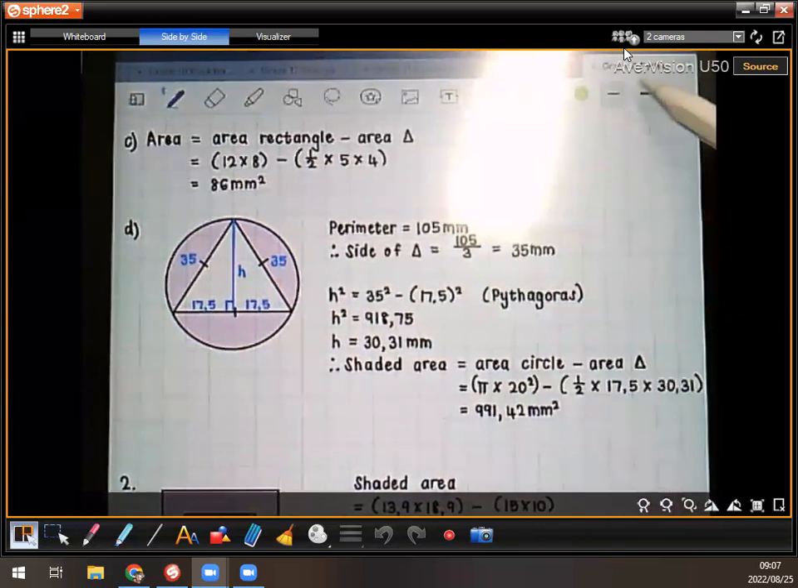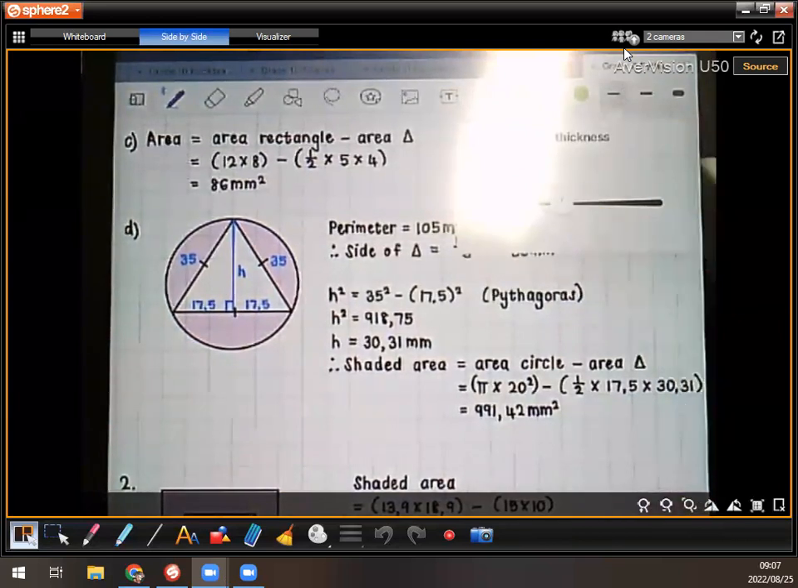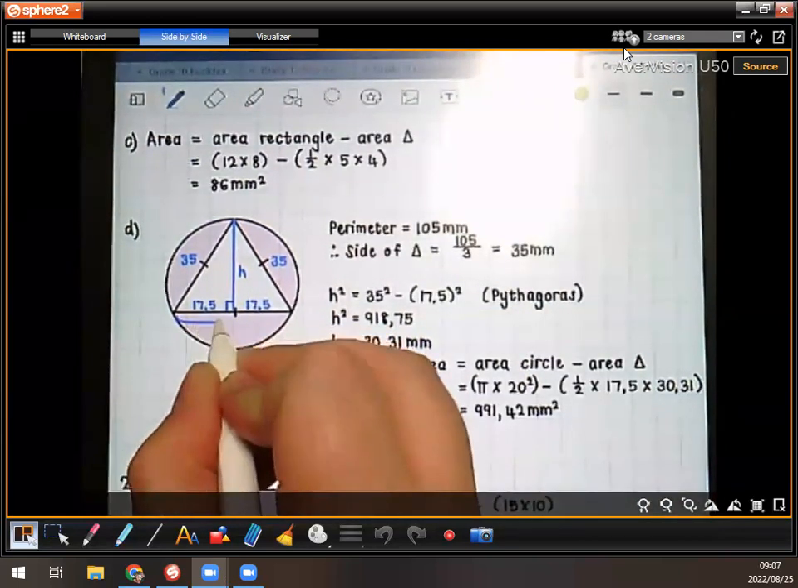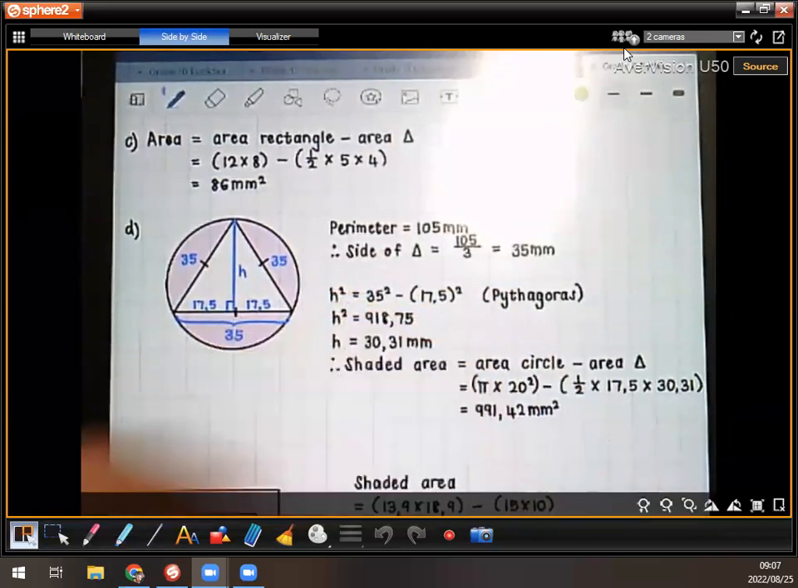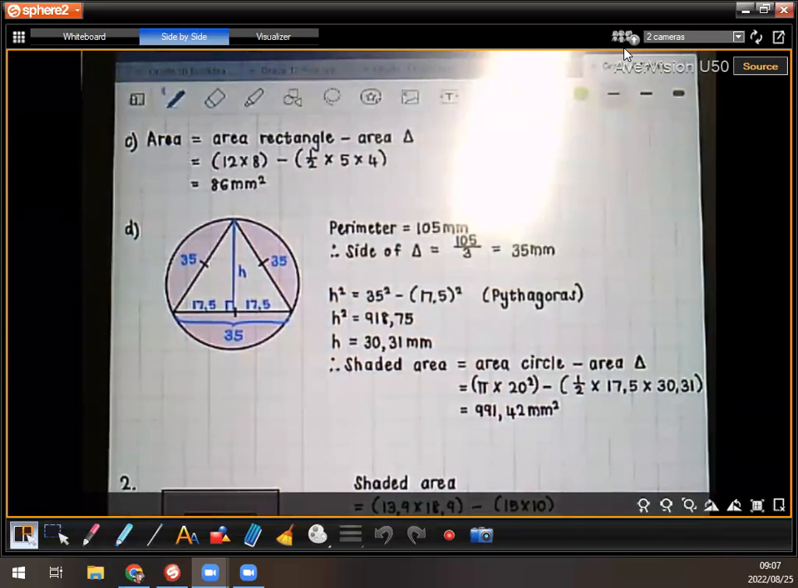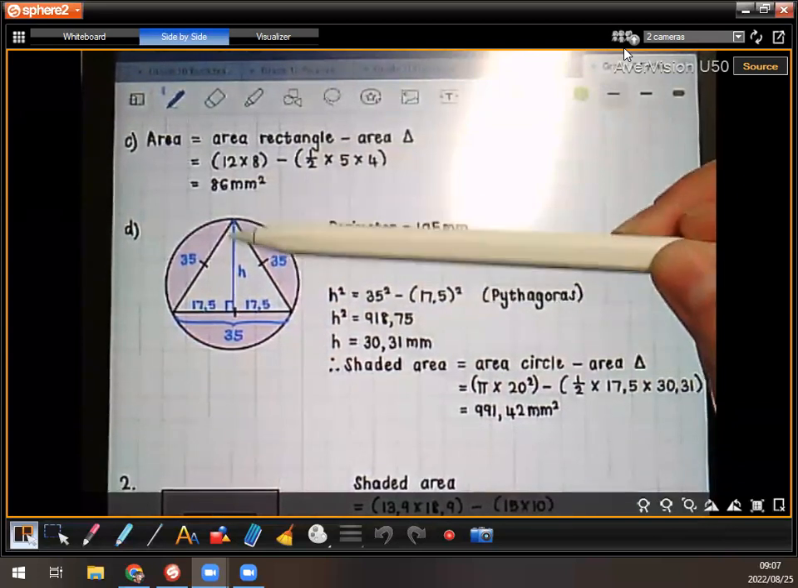I'm just going to add here that this one here was also 35. Okay, we find that step, getting the length of the side. Then guys, to get the perpendicular height, you would have to draw it in. Remember, this wasn't drawn in.